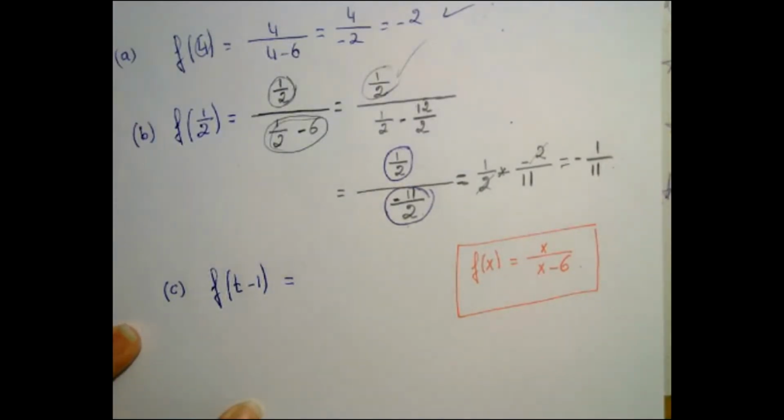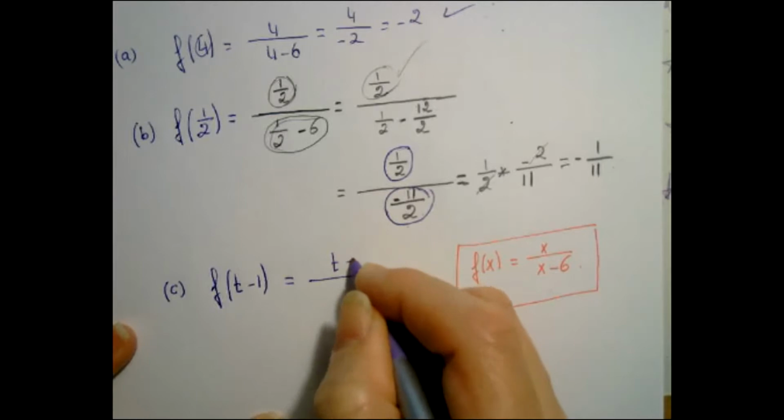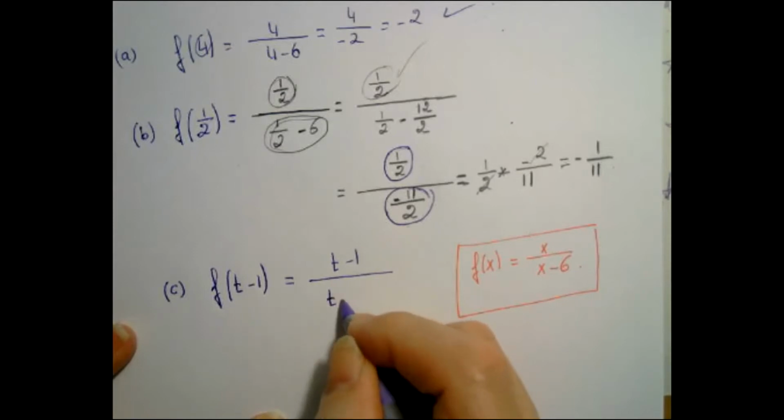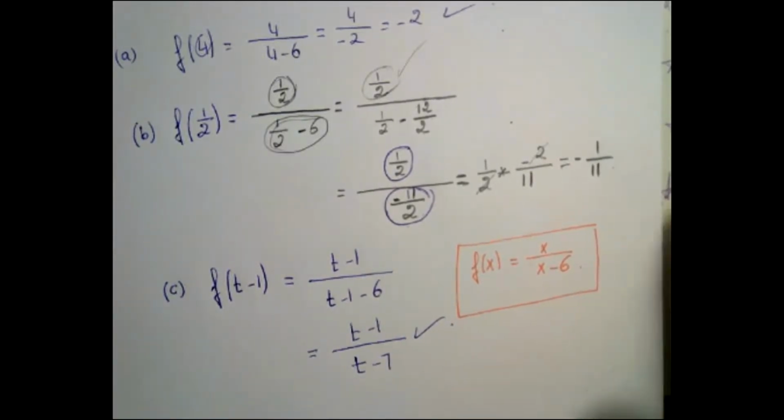Okay. Olivia, ready? Yeah, I'm ready. Go for it. So I just plugged in the t minus 1 first. So I got f of t minus 1 equals t minus 1 over t minus 1 minus 6. And the denominator becomes? T minus 7. Don't be afraid. Okay, done. That's all you can do. That's it. We're done in this problem. You cannot do anything anymore. Okay. All right.